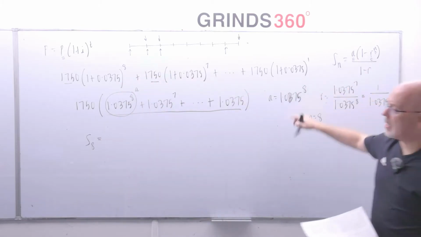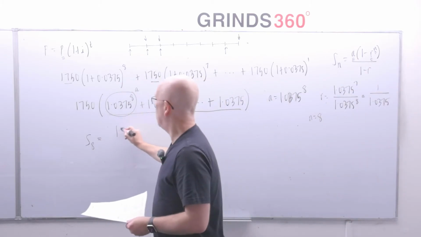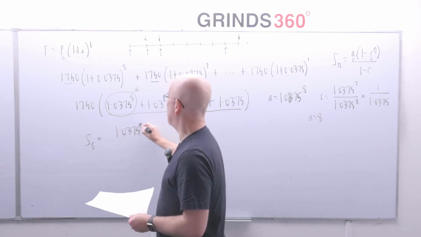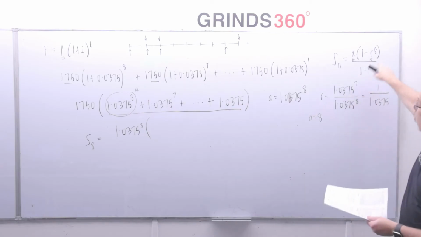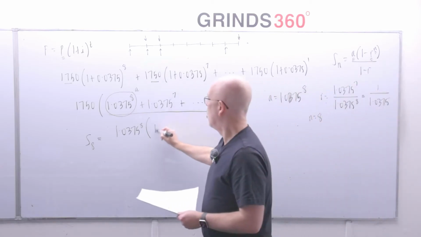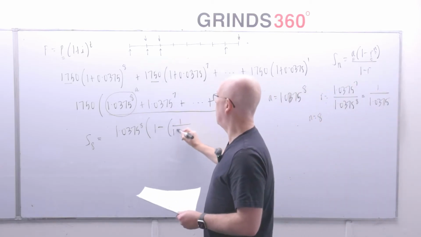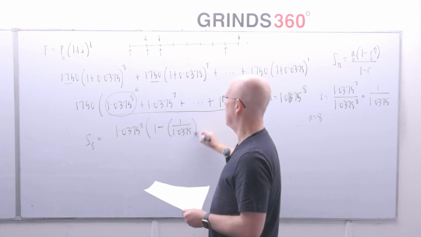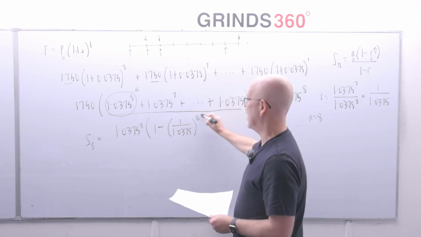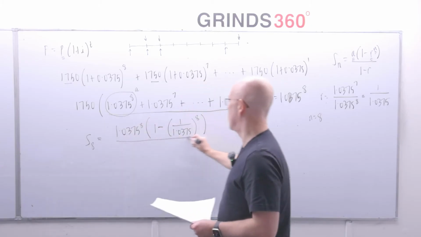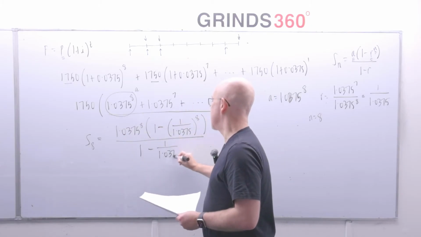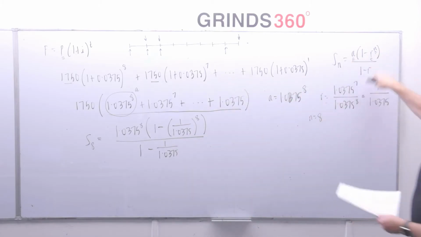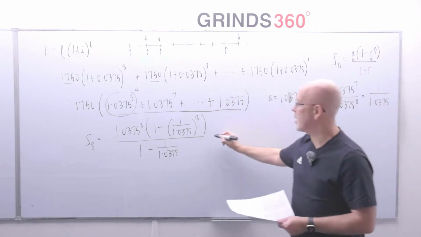It's A, which is this guy here. So it's 1.0375 to the power of 8. That's my value for A, the first number on my list, times 1 minus OR, which is 1 over 1.0375 to the power of N, which is the power of 8, all over 1 minus OR. 1 minus 1 over 1.0375. So I'm just putting A, OR, and N into this formula here, and then just pop that into your calculator.